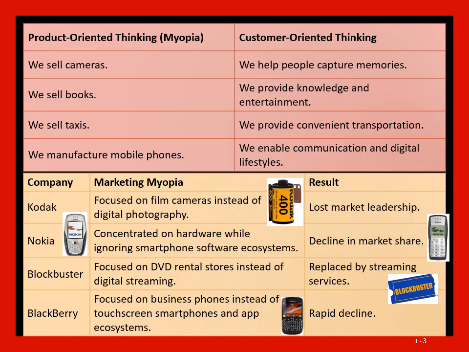Let's talk about the fourth example, which is BlackBerry. They focused on business phones instead of touchscreen smartphones and the application ecosystem. They also faced a scenario similar to Nokia, and their market and their business also faced a rapid decline. So this is how we have compared some examples and discussed marketing myopia.